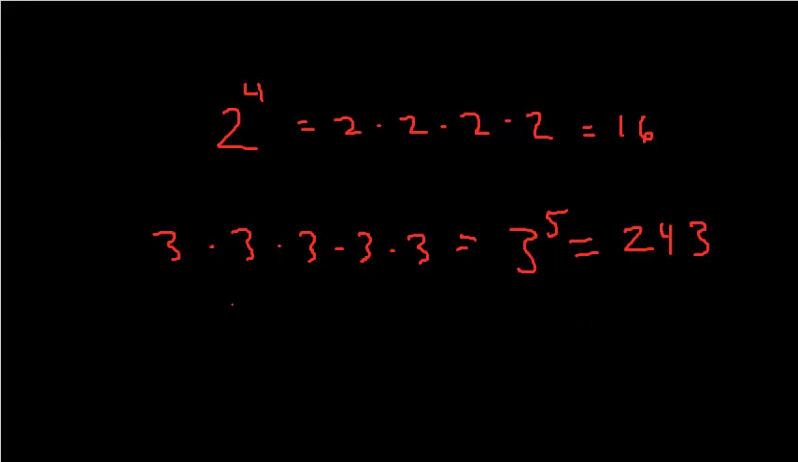So again, if you have 3 times itself 5 times, writing in exponential notation gives you 3 to the 5th, and evaluating it gives you 243. If we take a look at some more exponents, say 2 to the 4th power, 2 to the 4th power is 16, it's 2 times itself 4 times.